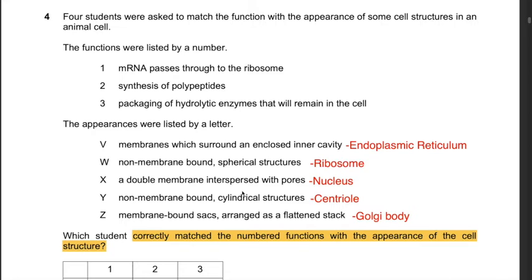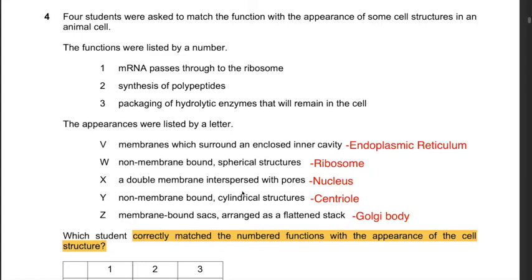Now, the appearance V describes the endoplasmic reticulum. Appearance W describes the ribosome, as ribosomes have no membranes. X, since it's a double membrane with pores, it should be describing the nucleus. Y, non-membrane bound cylindrical structures, that describes the centriole. Z, membrane bound sacs arranged as a flattened stack, that is certainly the Golgi body.